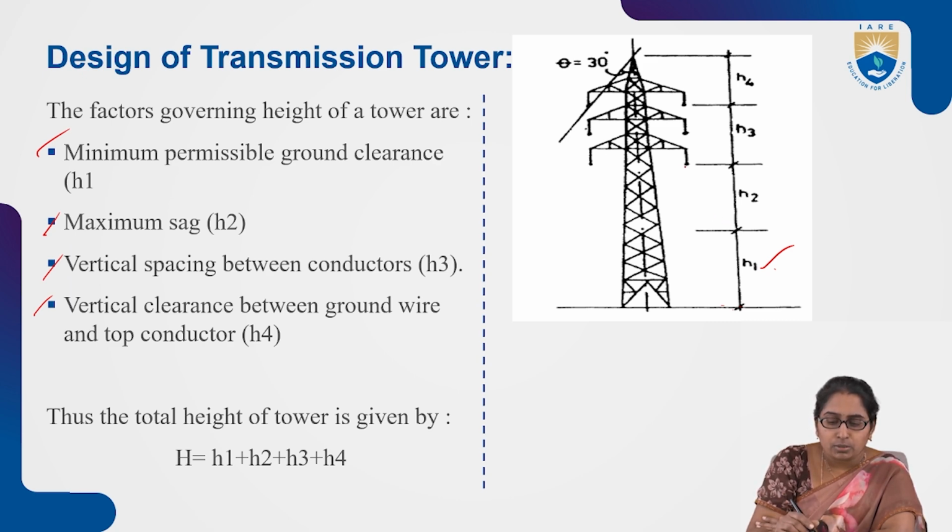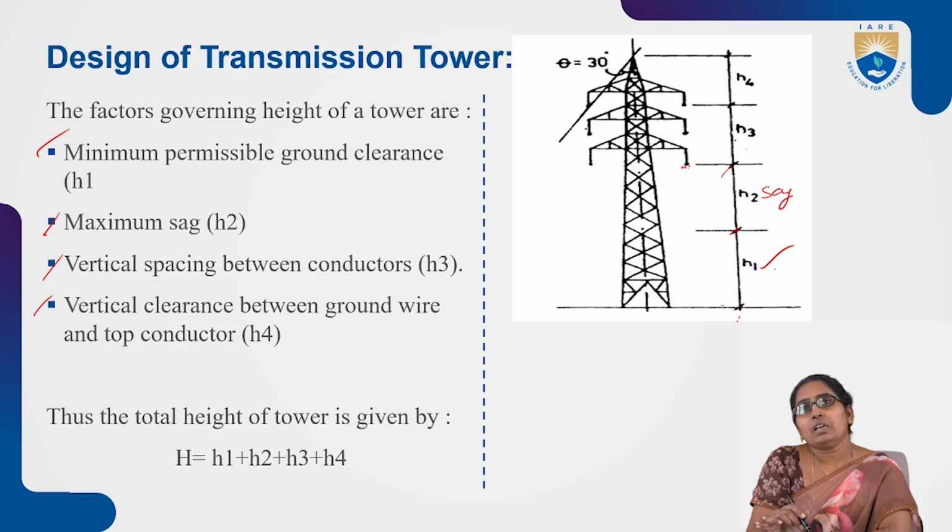We know that from here to here, the conductor is suspended. So this is the sag, and from that point down to the ground, that is the minimum ground clearance. Next, third point, vertical spacing between conductors, H3. It is a three-phase overhead line, so vertical spacing from phase to phase, from the first conductor to the third conductor, is H3.